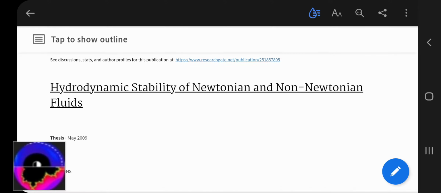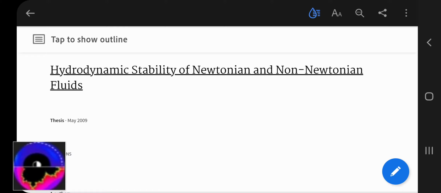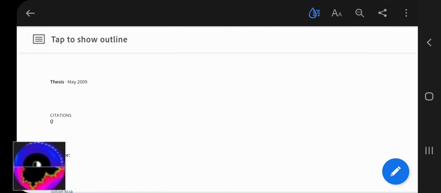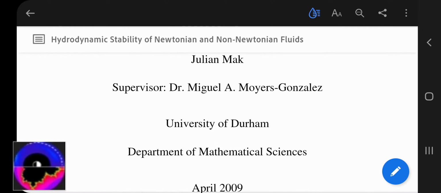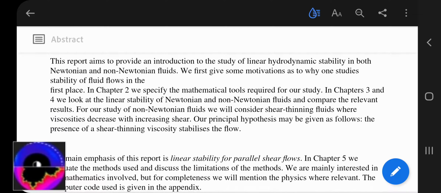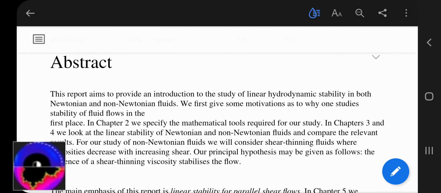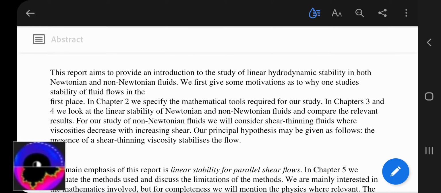Yeah, it's Hydrodynamic Stability of Newtonian and Non-Newtonian Fluids, 2009. Abstract. I will just read a bit and then I will try to find the one thing I was searching for. This report aims to provide an introduction to the study of linear hydrodynamic stability in both Newtonian and non-Newtonian fluids. We first give some motivations as to why one studies stability of fluid flows in the first place.